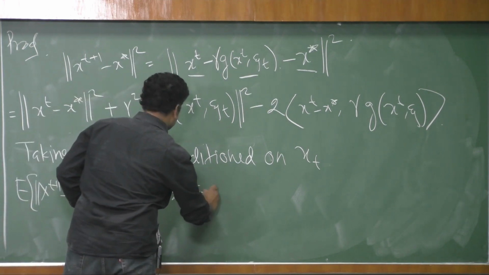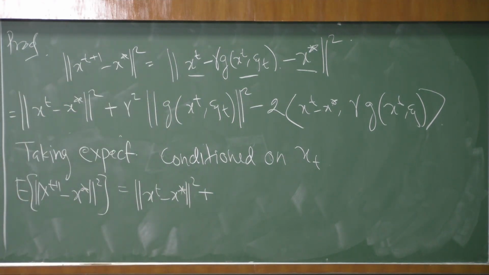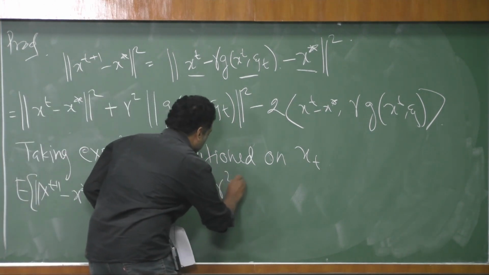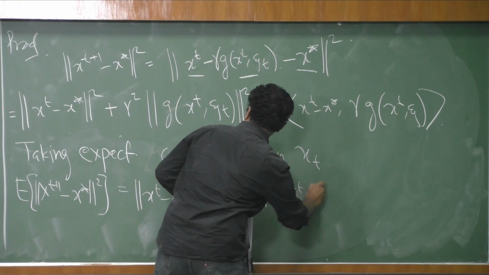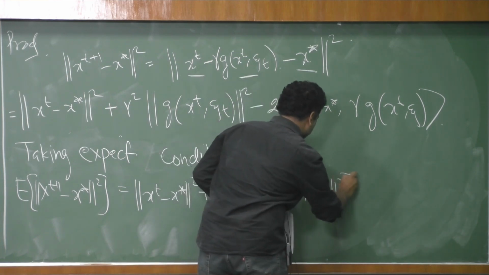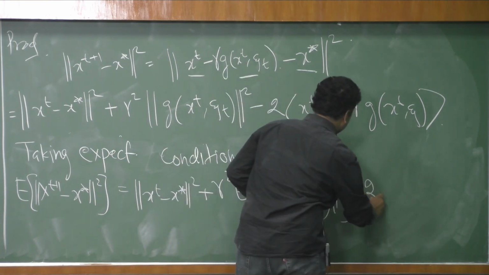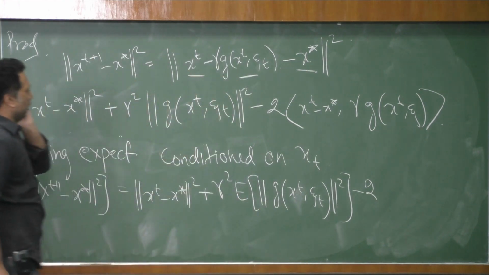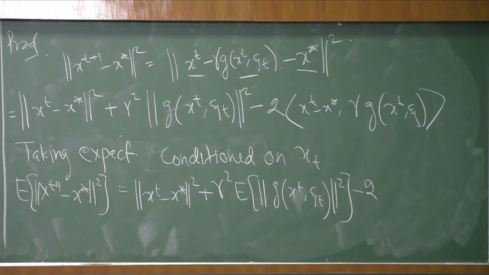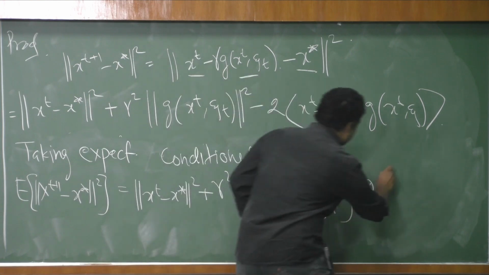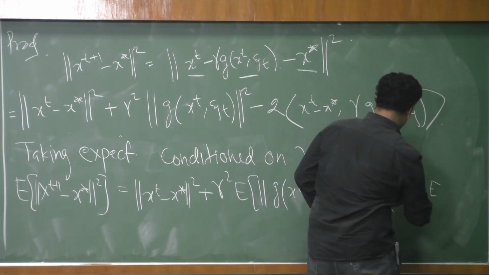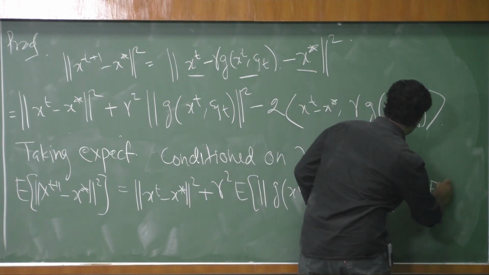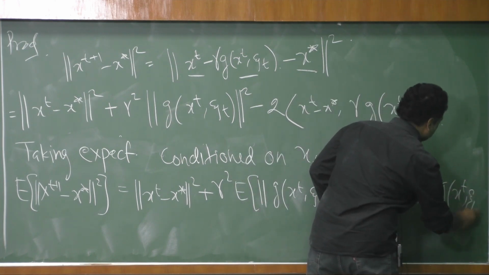and this is equal to norm of xt minus x star whole squared plus, and expectation will apply here. So this is gamma squared expectation of norm of g xt xi t norm squared, and then minus 2, and expectation will apply only on the second term there. So this is xt minus x star, expectation of gamma, we can take it out, and this is g xt xi t.